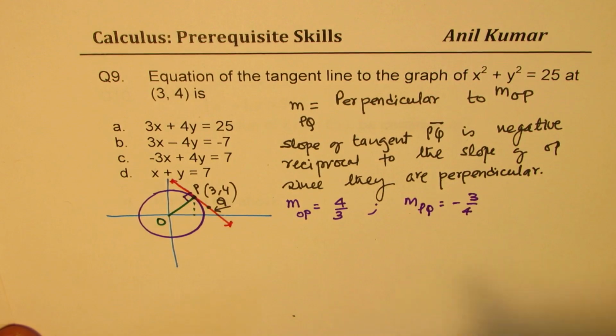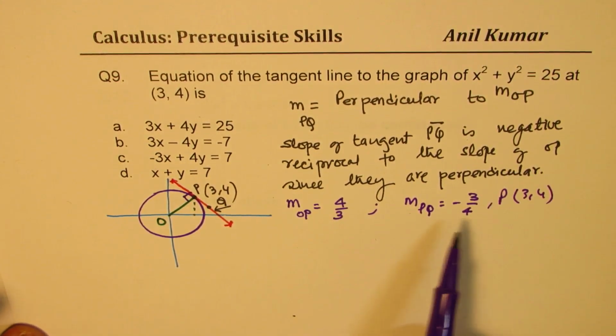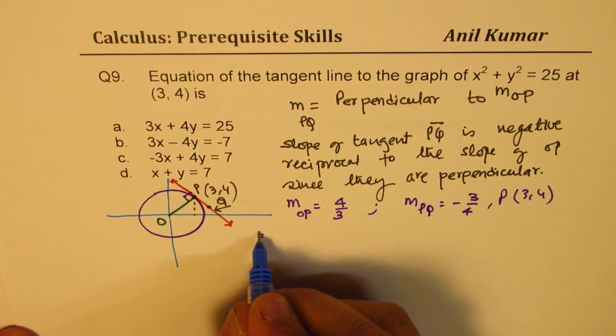Is that clear? And we are given a point P, which is (3, 4). So straight away we can find the equation of the line, right? So now let's work out the equation of the tangent line.